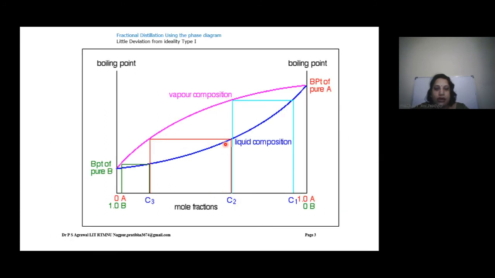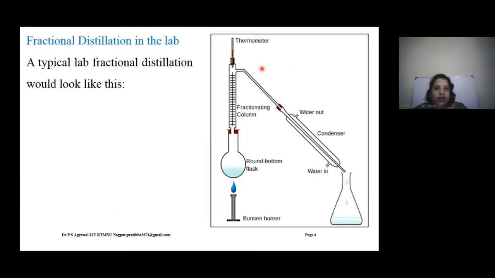This will be coming down, but again it will be reboiling. Some of the liquid of composition C2 will boil to give the vapor of composition C3. So let's concentrate first on the new vapor and think accordingly about the vapor. This new vapor will again move further up the fractionating column until it gets to a temperature where it can condense. Then the whole process repeats itself.